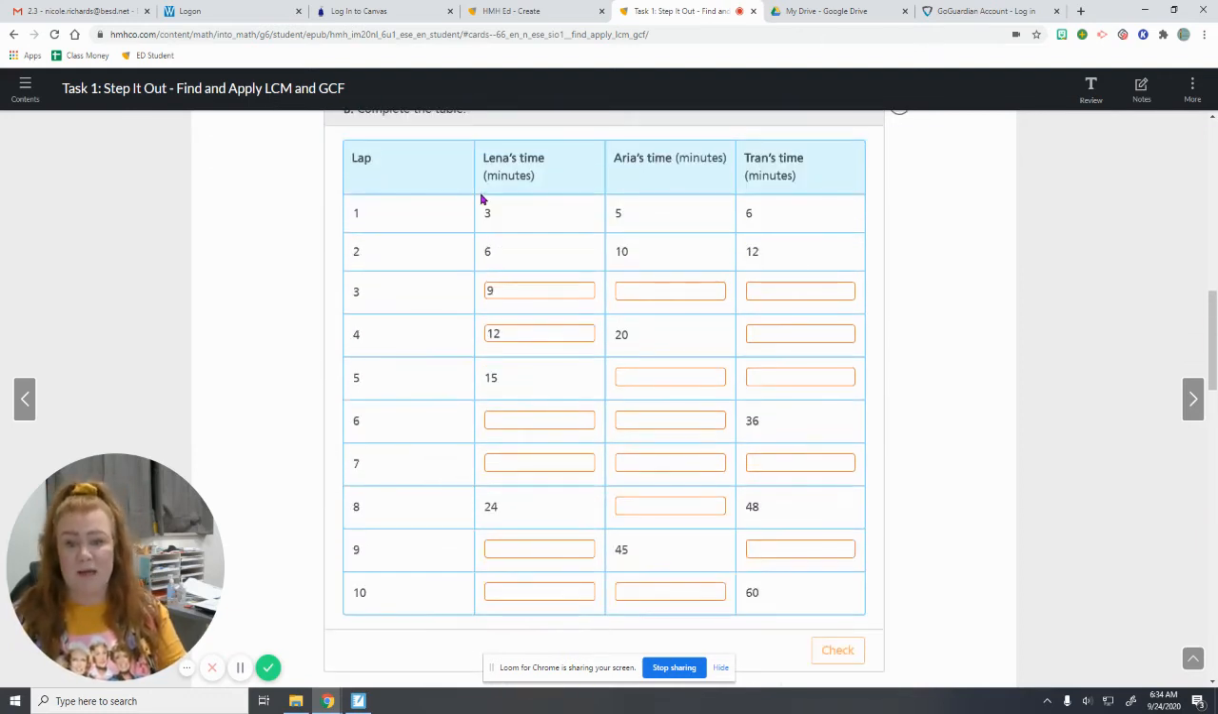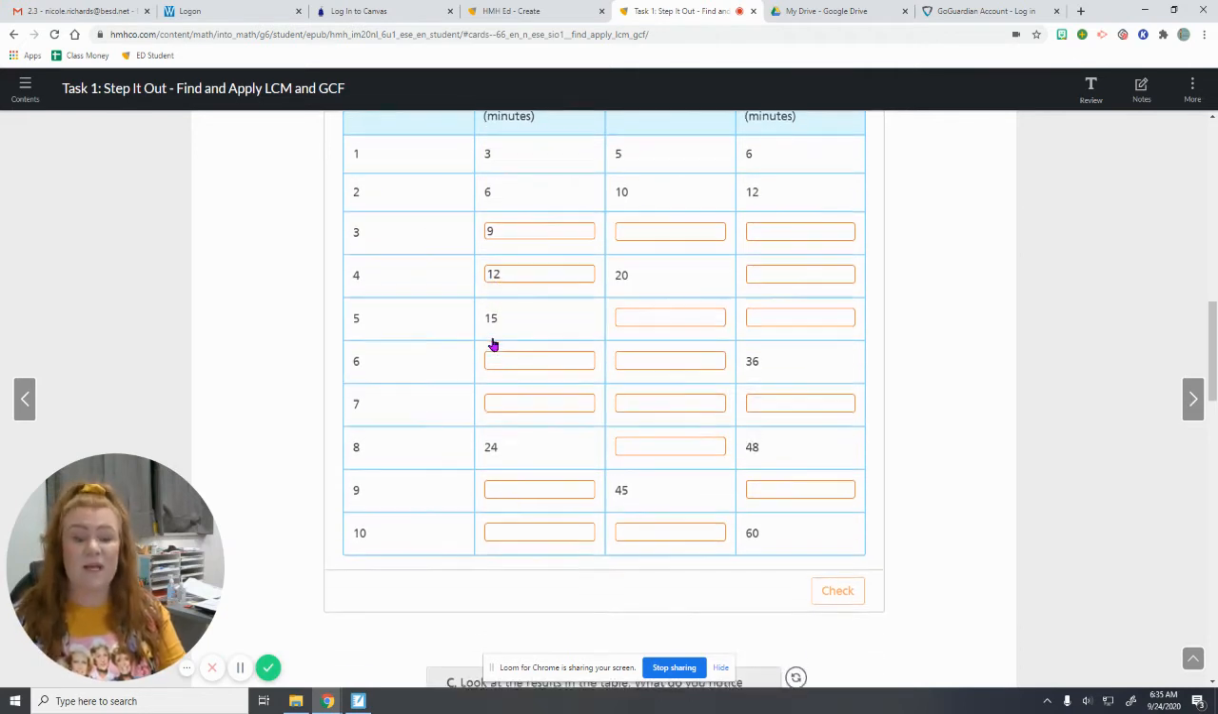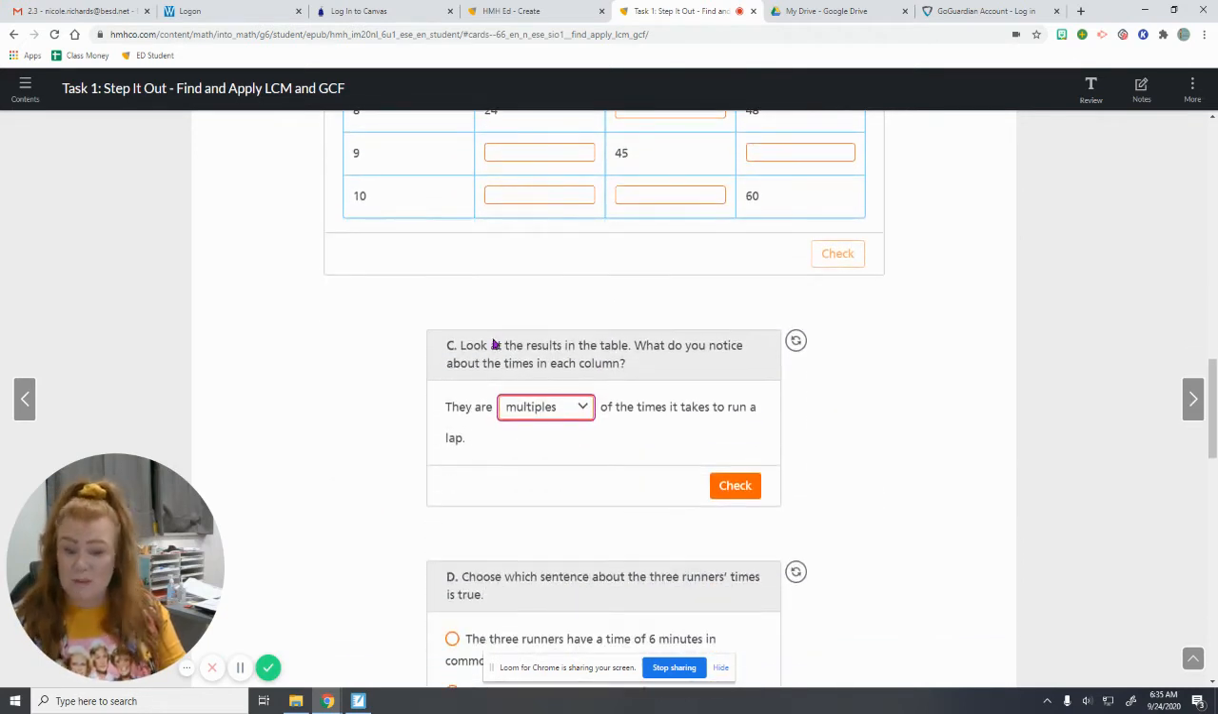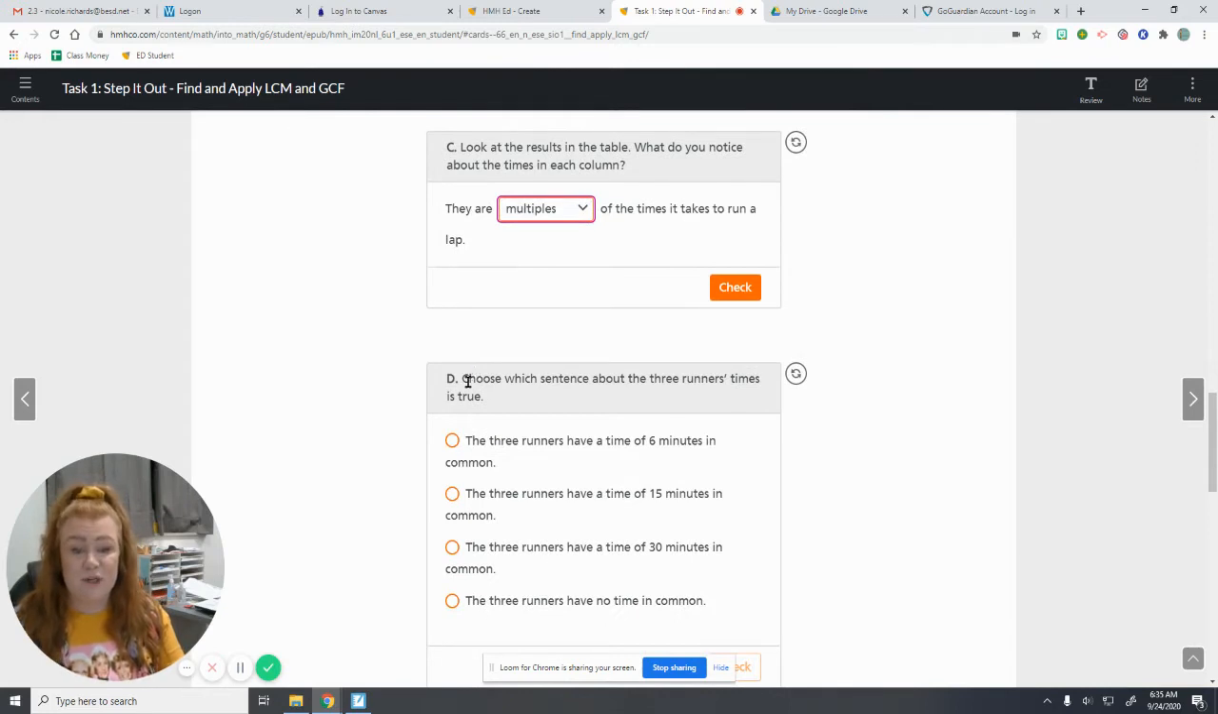We're multiplying. 3 times 1 is 3. 3 times 2 is 6. 3 times 3 is 9. 3 times 4 is 12. We're multiplying. Multiples are more because we multiply them. So now we're going to choose a sentence about the runners' times, the 3 runners' times that is true.